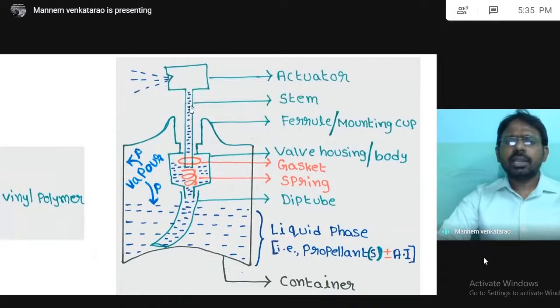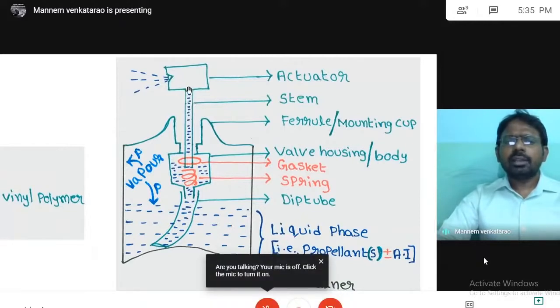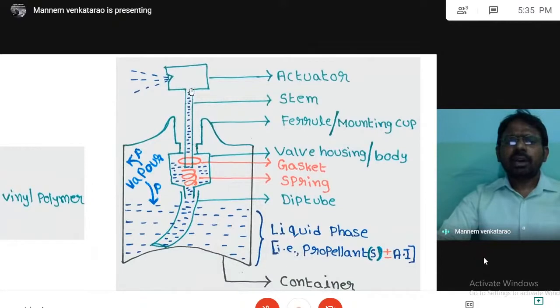Next, this is called the stem. The stem also contains a small hole, so it is also called the stem valve. Next, this is called the ferrule, because it joins these valves with the container. The shape appears like a cup. Observe here, this is the cup. That is what is called the ferrule or mounting cup.